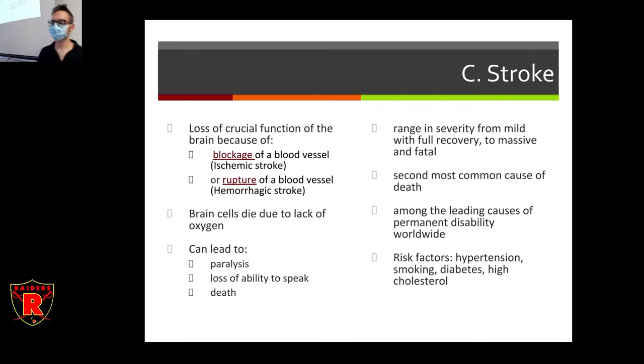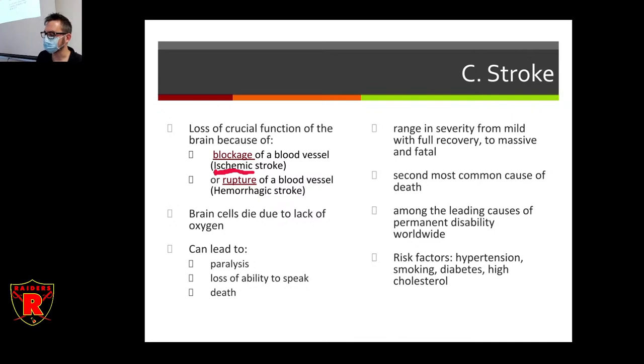Stroke. Two kinds of stroke. You can either have a blockage, which is just like a heart attack. That's called an ischemic stroke. Ischemia just means lack of oxygen perfusion, or lack of perfusion with blood. So an ischemic stroke is a stroke where you're not providing blood to a part of the brain due to a plug, a blockage happening somewhere in your system. Just like a heart attack, the treatment is exactly the same, which is that you give them clot-busting medication. You try and bust that blockage apart using chemicals.